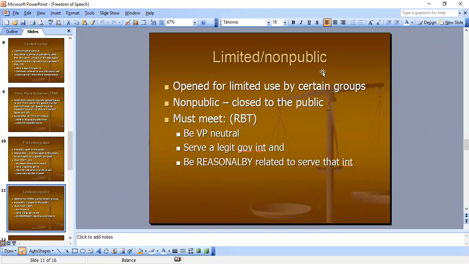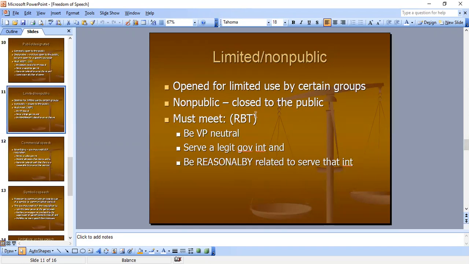Limited non-public forums are opened for limited use by certain groups. Non-public means they're absolutely closed to the public. They must meet the rational basis test, the easiest test to meet, right? Be viewpoint neutral, serve a legitimate government interest, and be reasonably related to serving that interest, okay? So that's the rational basis test for limited and non-public forums.